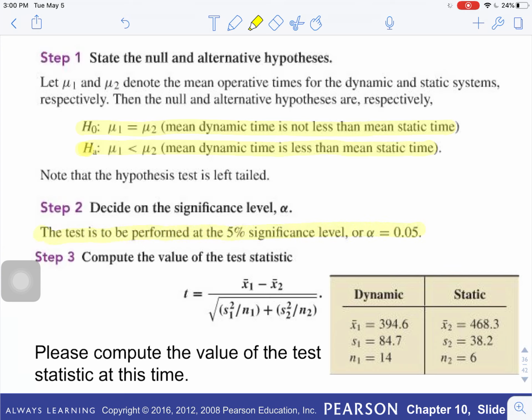We need to note that the test is performed at the significance level of alpha at 0.05 or 5%. And we are going to use this equation right here, gotta love this equation, to find our test statistic. And we are going to do that using our data found here. So I'm going to go ahead and give you a moment. You can pause the video. I'm going to show you how to get the answer as well in just a moment.